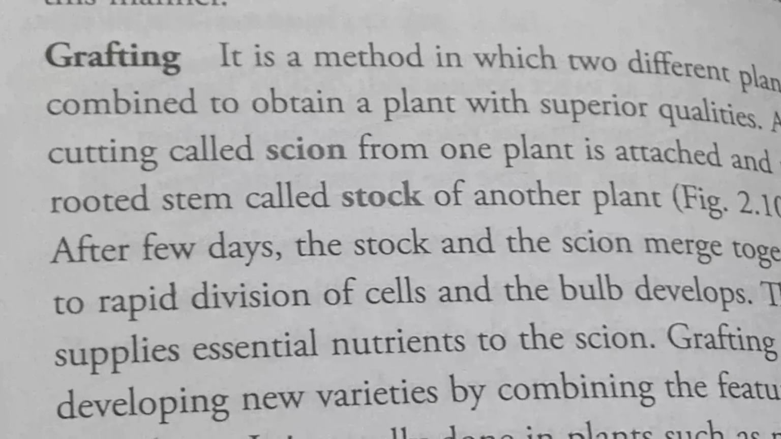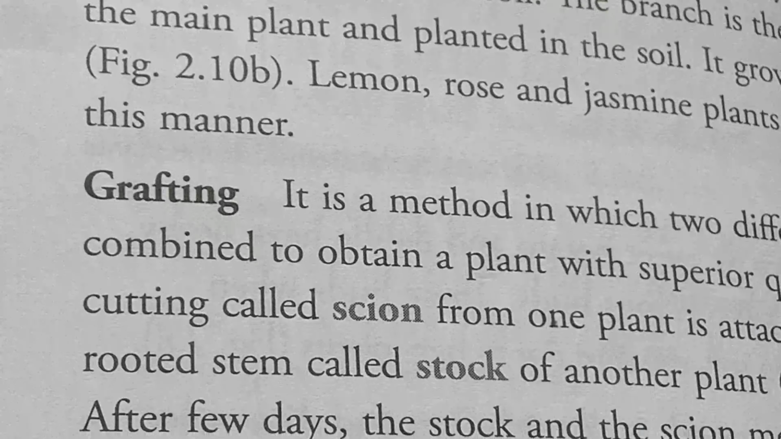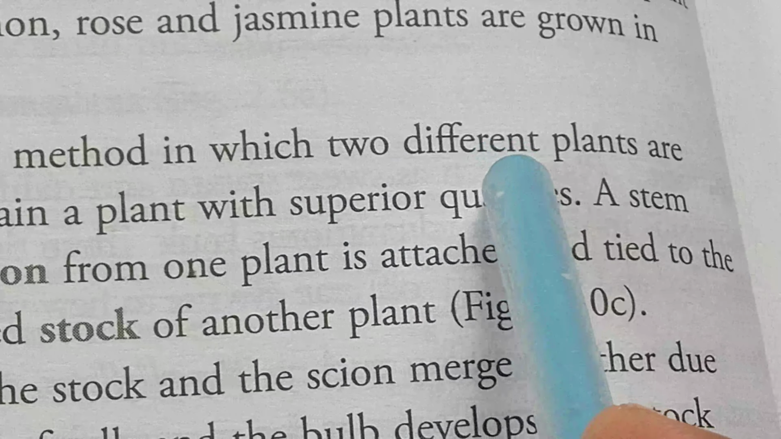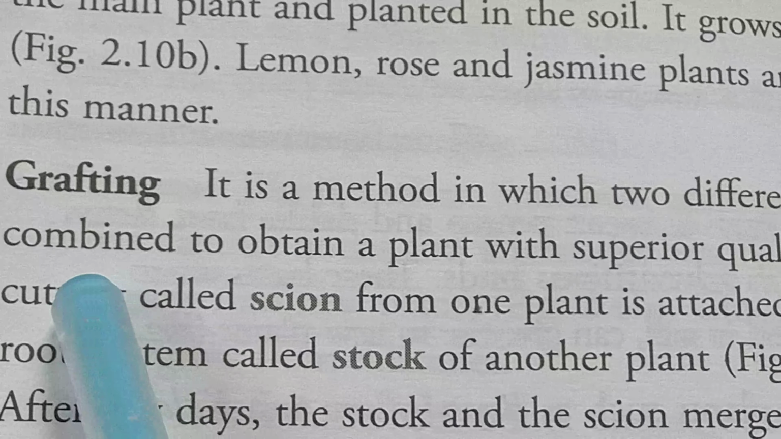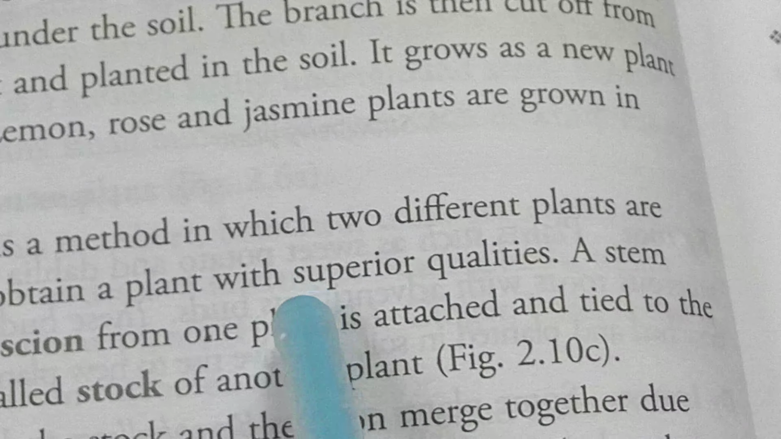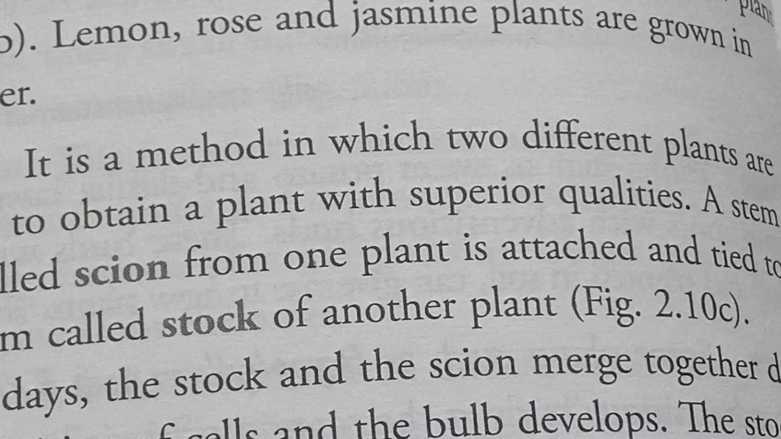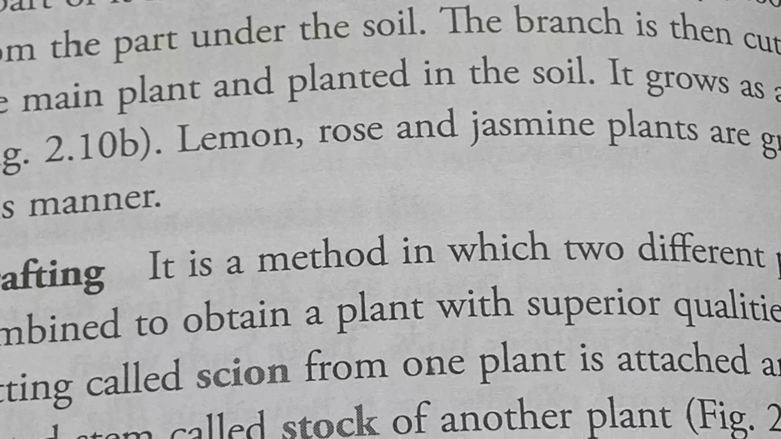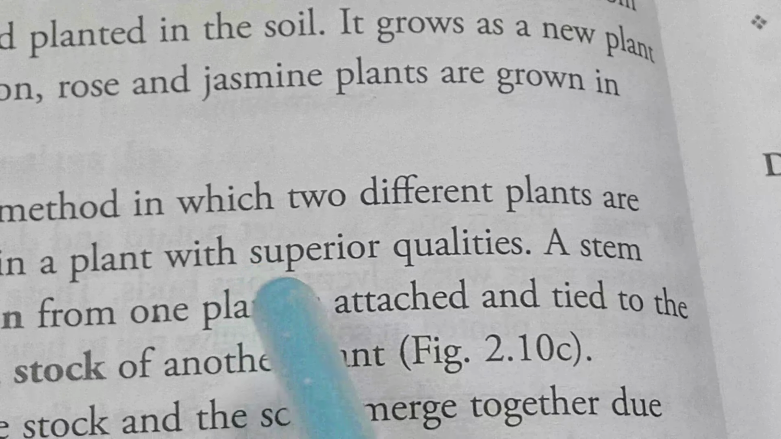Next, grafting. It is a method in which two different plants are combined to obtain a plant with superior qualities. इसके नीचे दाग लगाना. For superior qualities, two different plants attached with each other to get a superior plant.